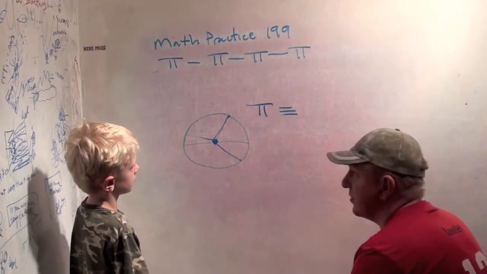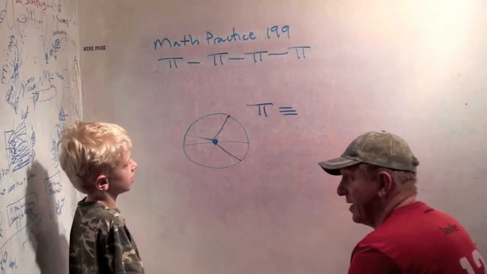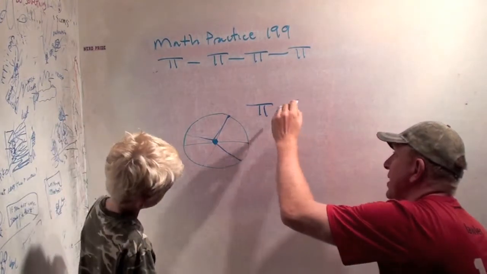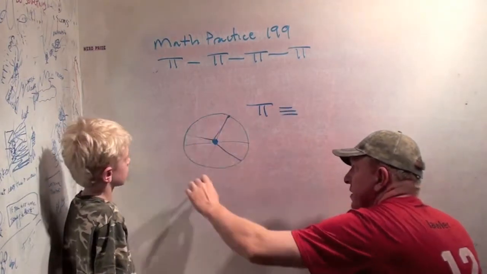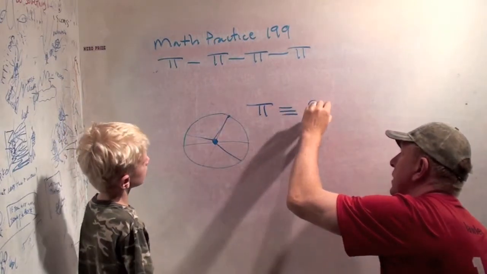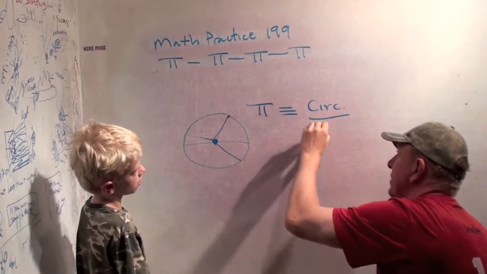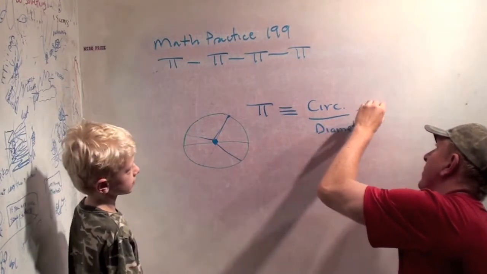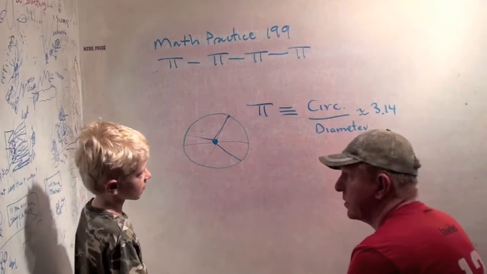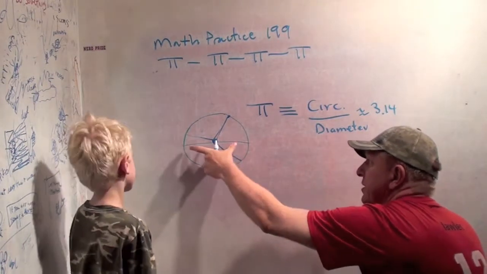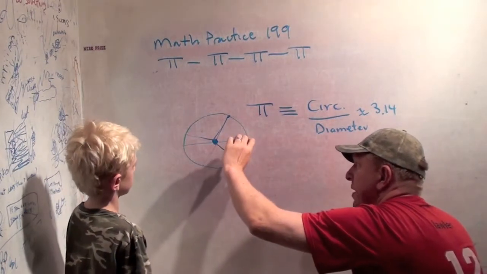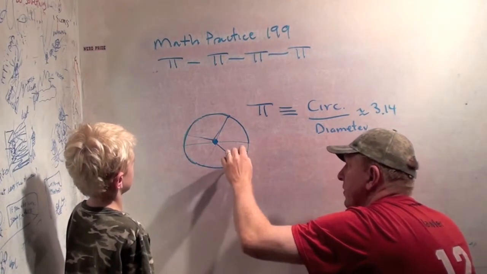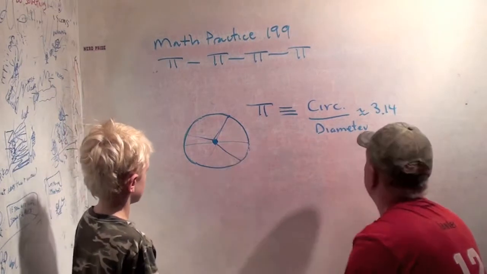Okay? So pi is defined, I'll use triple equals to mean defined, to be the ratio of the circumference all the way around to the diameter. And as you said, this is about 3.14. So the diameter would wrap around the circle about 3 times. 1, 2, 3, and then just a little bit more, 3.14.